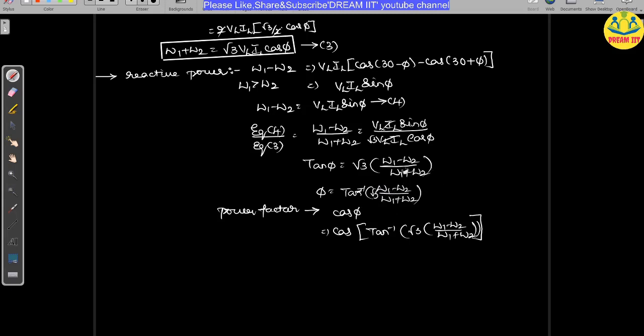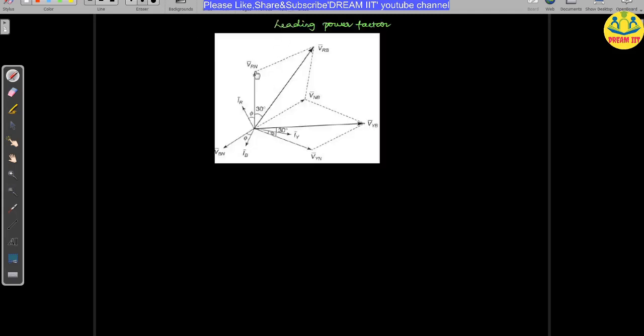Let us see what will happen when you consider the leading power factor also. This is a leading power factor load. What is the meaning of the leading power factor? If you observe here, VRN is lagging with respect to the current. Here also you can observe VBN is lagging with respect to IB, and VYN is also lagging with respect to IY. That is called the leading power factor of the load, right?